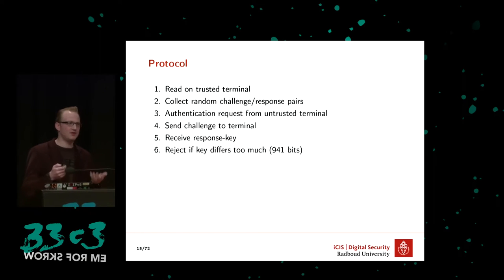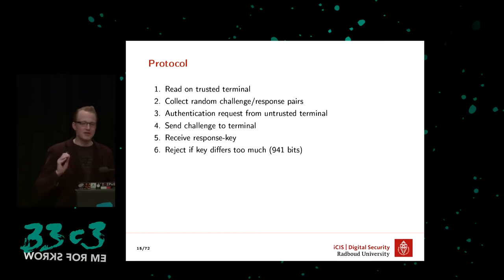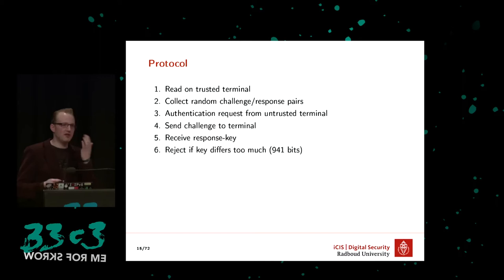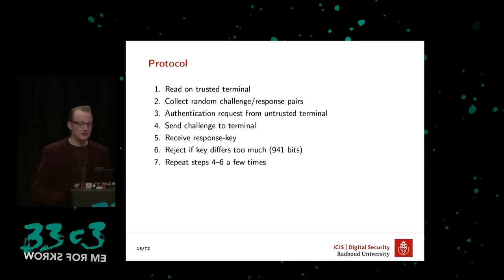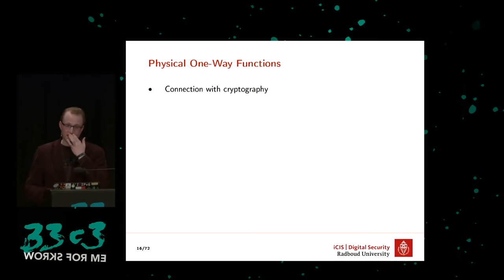I mean, there might be scratches, there might be slight micron differences in the orientations, it might be a bad camera, you get some differences, and the way you then do this is you calculate the least probable acceptance rate of a counterfeit device that you want, and then you get to this amount of bits. And then you can get a better match rate if you repeat steps 4 through 6 a few times, and if you run out of challenge pairs, you could just go back to 1. That's the general idea. So this is the first paper that made this connection with cryptography.